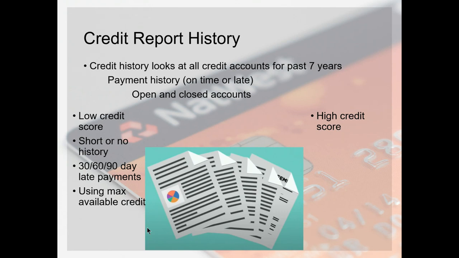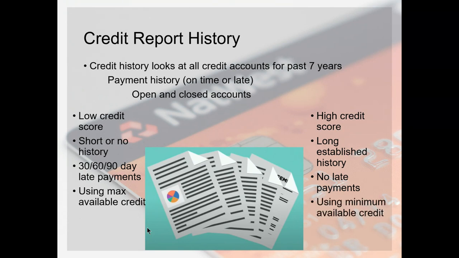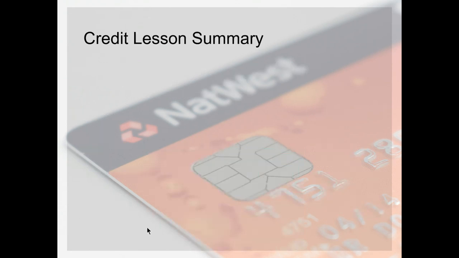Now, the high credit score person is going to have a longer established history, 5 years, 10, 15, 20 years of history, open and available credit where they've been doing business. And the best, highest credit score is that you do not have any late payments. Everything's paid on time. And then you're using the minimum available credit. You can use your credit. You could still put $1,000 on a credit card if you have $10,000 or $20,000 available. That's not an issue. It's just you're using a lower percent of that available credit.